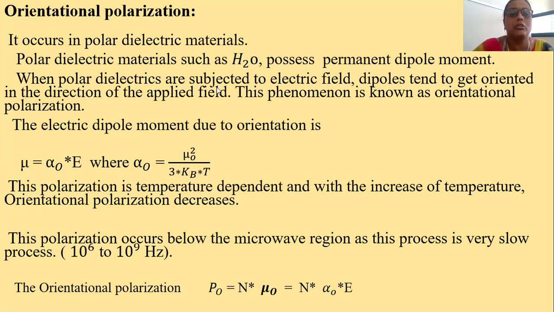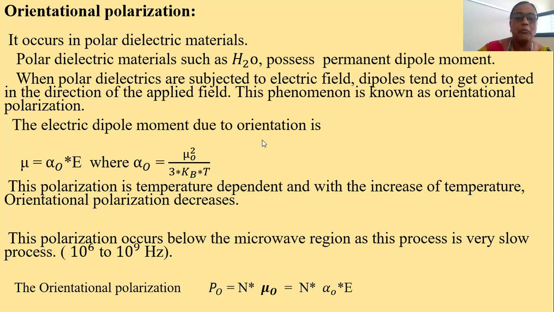When polar dielectric molecules are subjected to an electric field, the dipoles tend to orient in the direction of the applied field. That means before the application of the field, the molecules are randomly oriented. Each and every molecule has its own dipole moment. If there are 10 molecules, 10 dipoles are there, each with its own dipole moment, but they are randomly oriented. But when we apply the electric field, all the dipoles will align in the direction of the field, which is known as orientation polarization.